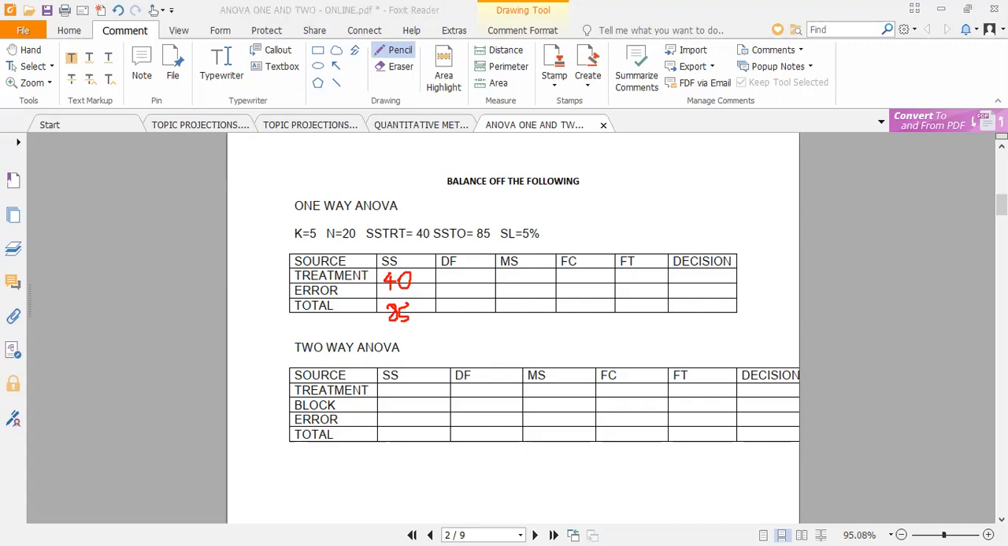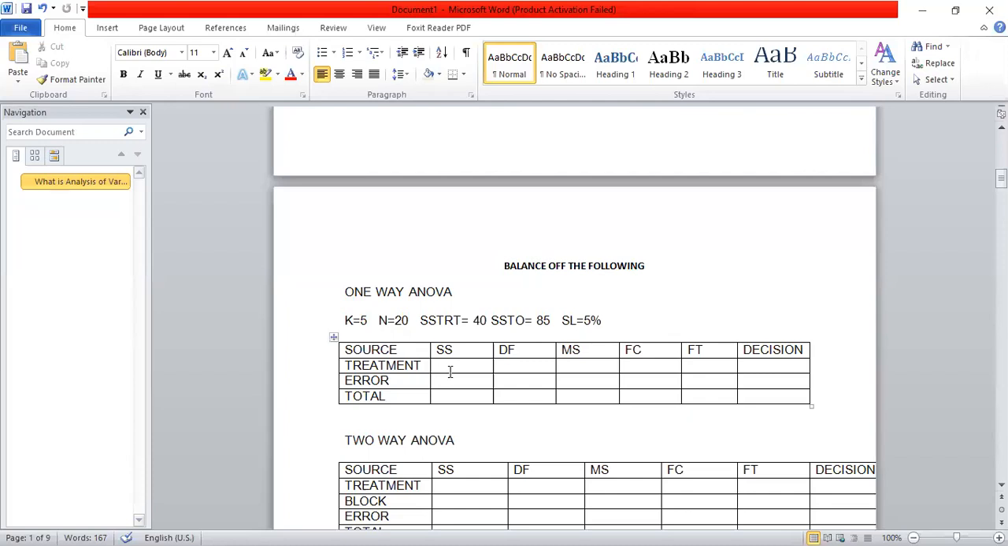45. It's 45. Okay. So we're going to put the difference because the totals must always add up to what? The total down there. So here, treatment, we had what? 40. Total, we had what? 85. Then the difference here for the error will be 45.